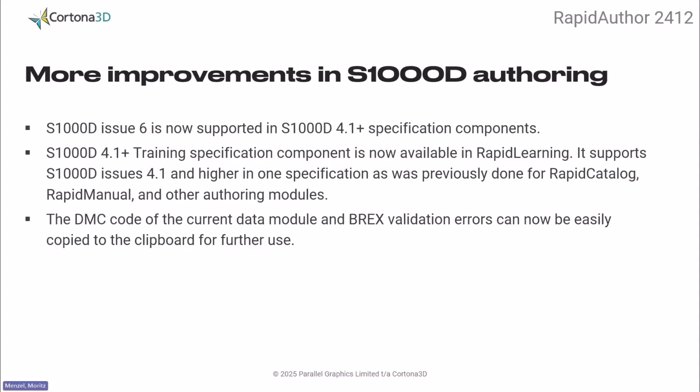And finally, here are a couple of additional smaller improvements. S1000D issue 6 is now supported in S1000D 4.1 and higher specification components. The S1000D 4.1 and higher training specification component is now available in Rapid Learning. It supports S1000D issues 4.1 and higher in one specification, as was previously done for Rapid Catalog, Rapid Manual, and our other authoring modules. And lastly, a small time-saving feature.